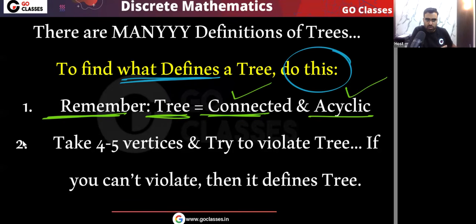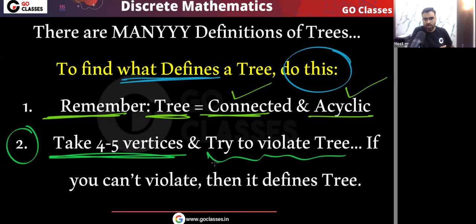Also, the second method is to take four or five vertices and try to violate the tree. What to do? For example, some statement will be given to you, and I will ask you, is this the definition of a tree? Does this statement define a tree? Then you can simply take four or five vertices, and you can try to create a situation where the statement is satisfied, but it is not a tree.